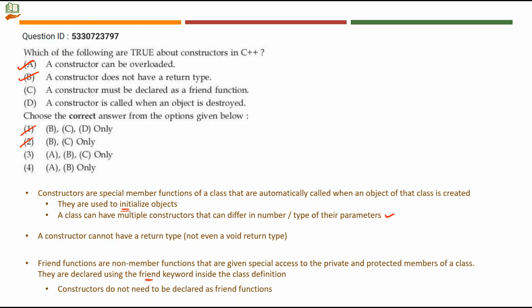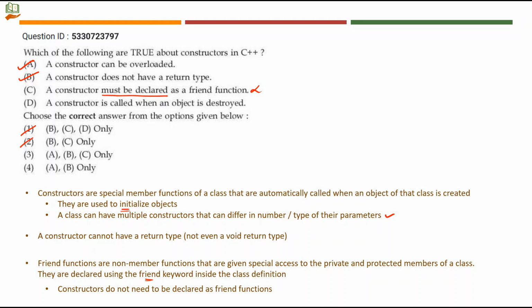So what about constructors? Constructors do not need to be declared as friend functions because generally constructors are going to be called only when the object of that particular class is going to be created. There is no mandatory condition that they have to be declared as friend functions. Here the statement is "must be declared", which makes it a mandatory condition. It is not a must condition. So C is wrong.